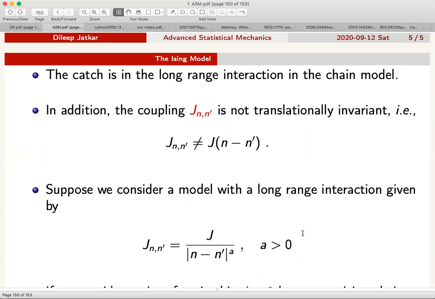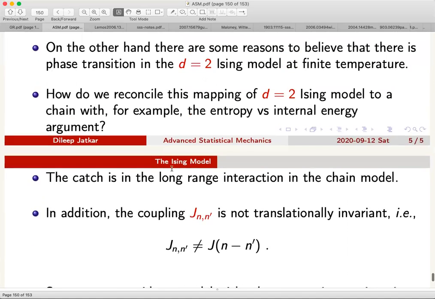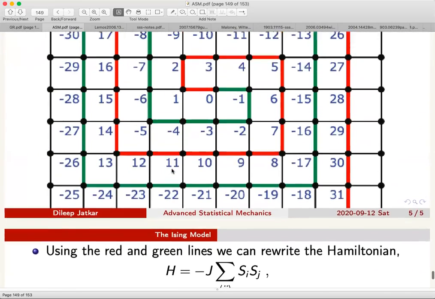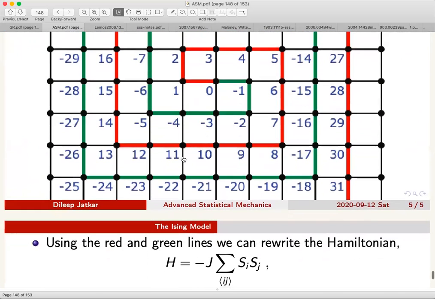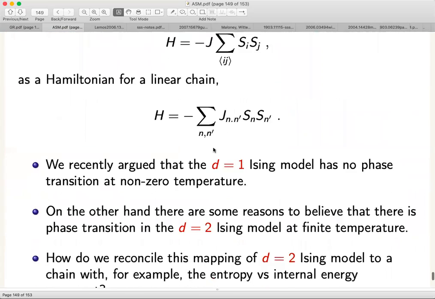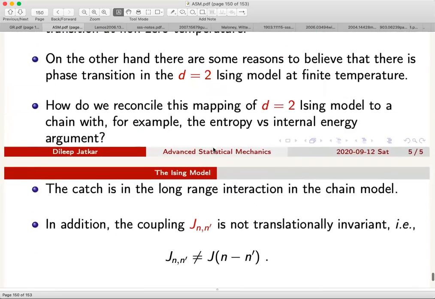And we assume that A is positive. That means as the distance increases, the interaction goes down. Now, our model actually doesn't have it that way, because here the distance is 7, here the distance is 1, but the interaction is the same. Similarly, here the distance is like 11, 33, and the interaction is still the same, right? 11 minus 22, so it's like 33, but the interaction is still the same. So the example that I'm trying to consider is not of this kind at all, actually.